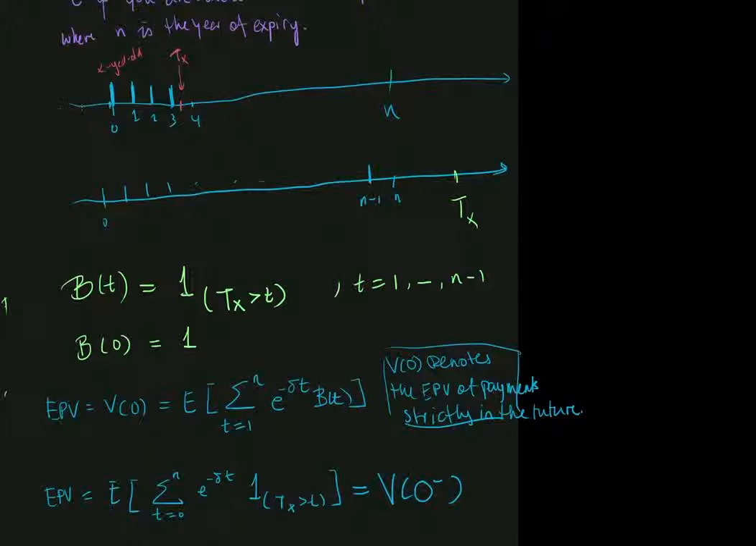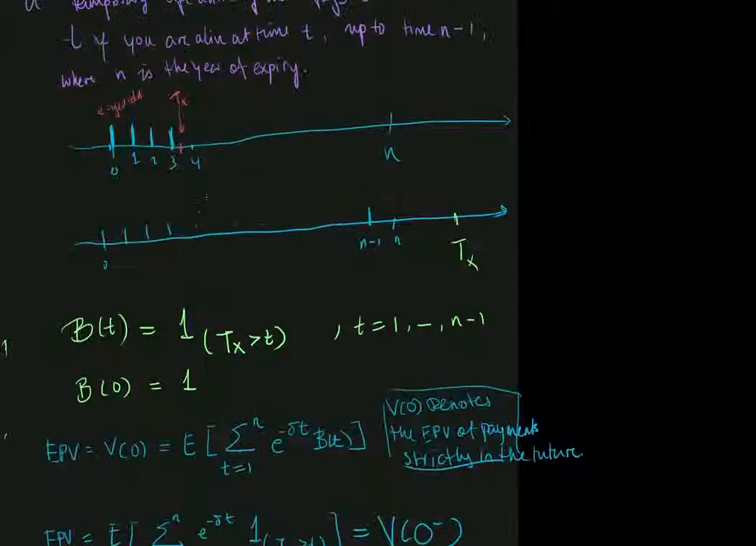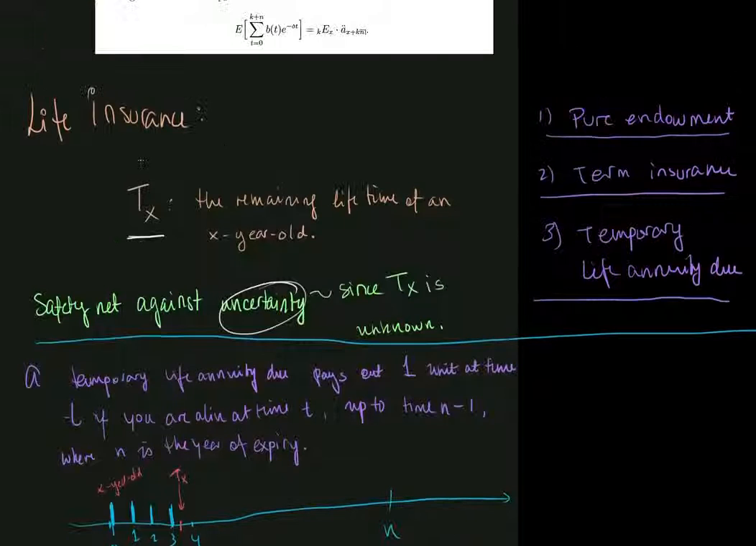So that was the one about the temporary life annuity due. You might want to know why it's called temporary. That's because there is an expiration date after year n, and the reason why it's an annuity due is because due means payments fall at the beginning of the time interval and not at the end of the time interval.